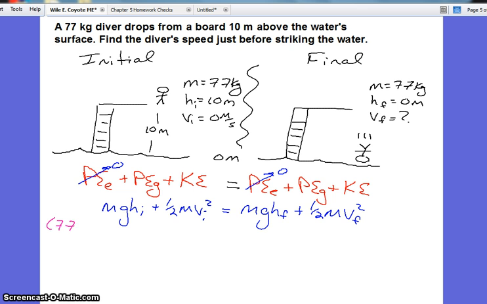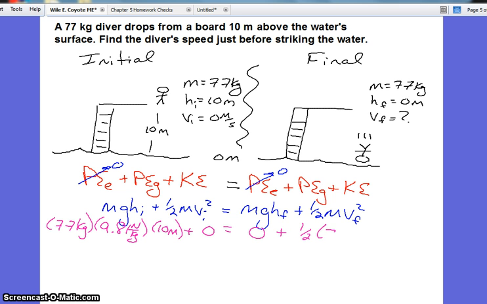Mass of 77 kilograms. Gravitational field is 9.81 newtons per kilogram. Height is 10 meters. Now, 1/2 the mass times 0 squared is 0. So I'm just going to write 0, save myself a little bit of room. Same thing on this term here, this gravitational potential energy at the end, since my height at the end is 0, 77 times 9.81 times 0 is 0. So I just need to save myself some room because I don't have as much space.